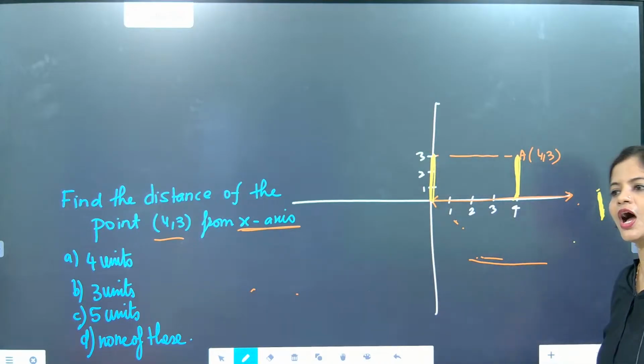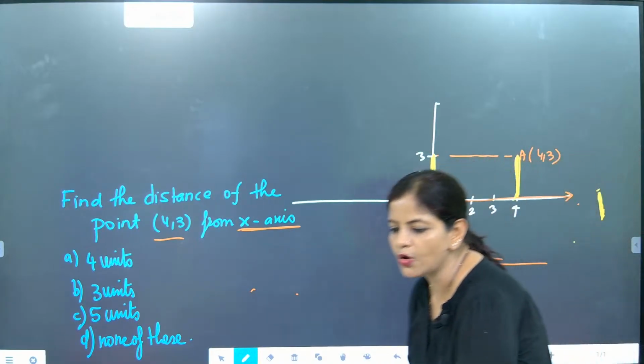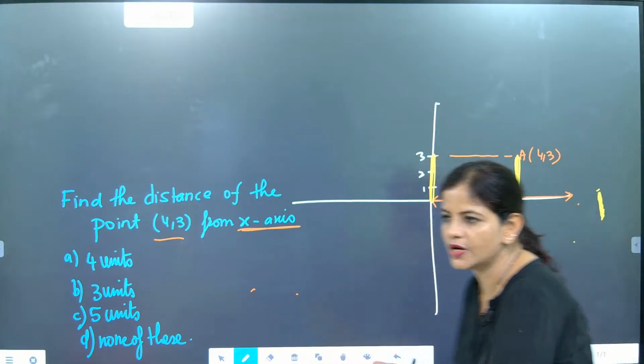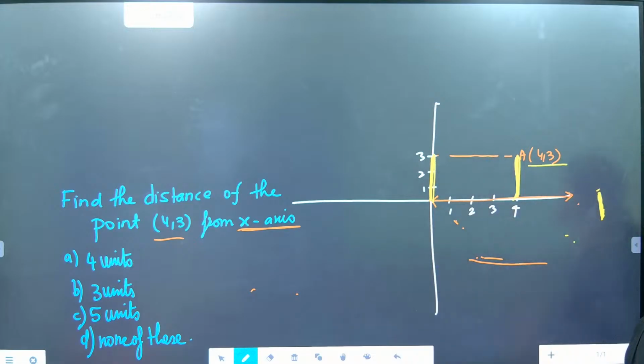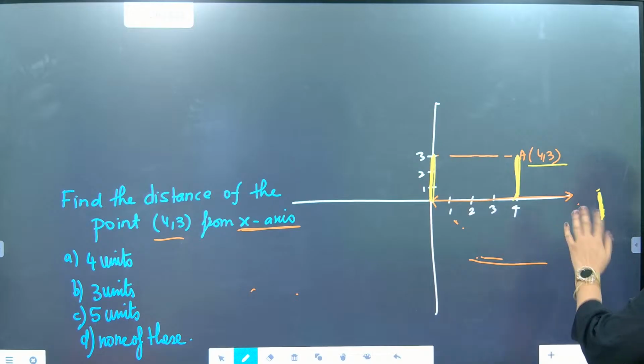Now, did you understand how to plot the point? Everybody understood now. So plotting the point is not a tough job, okay? Because you have to first find the x value, and then you have to find the y-axis value, and then you have to plot the point.